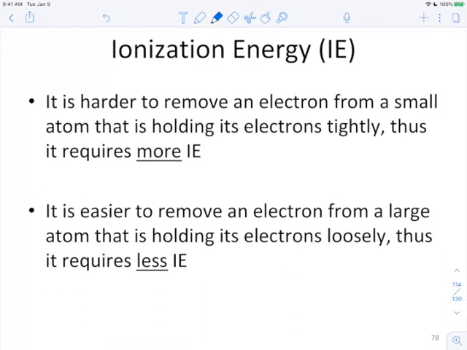So any questions on this idea that it's harder to remove an electron from a small atom because it holds its electrons tightly, and therefore it will require more energy, and that IE is the ionization energy, and that it's easier to remove an electron from a large atom, and therefore that would require less ionization energy? Awesome, thank you. Excellent.